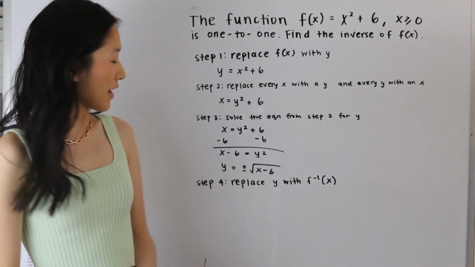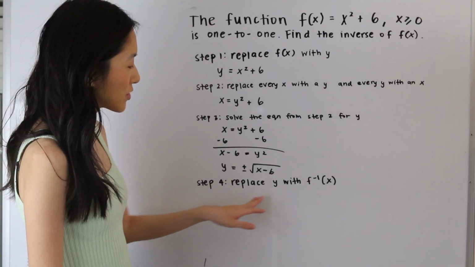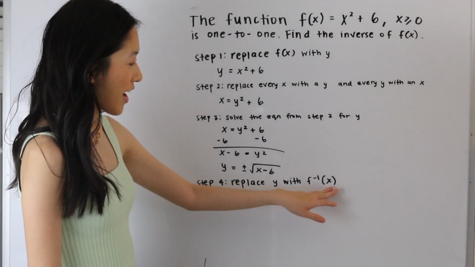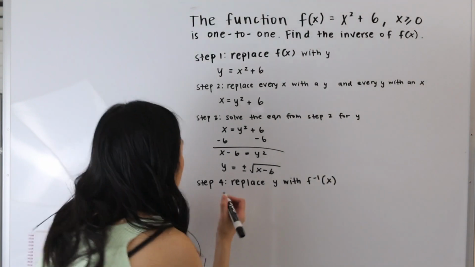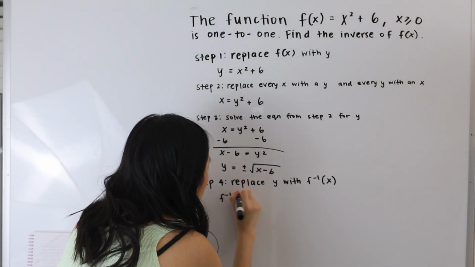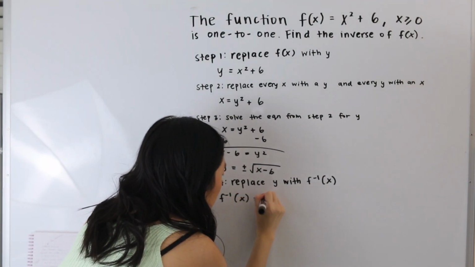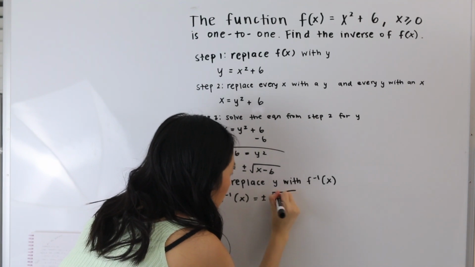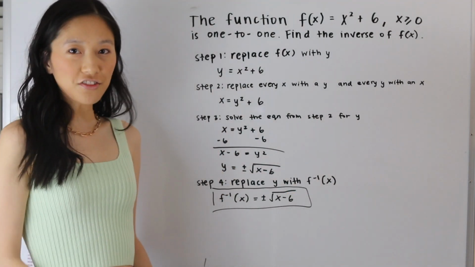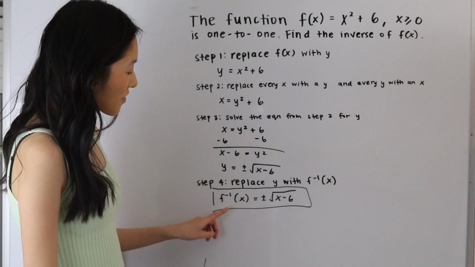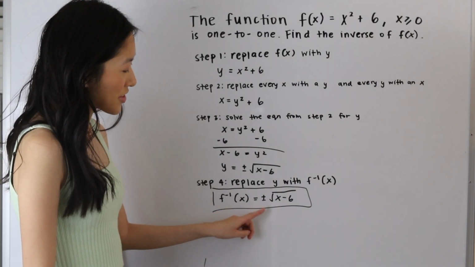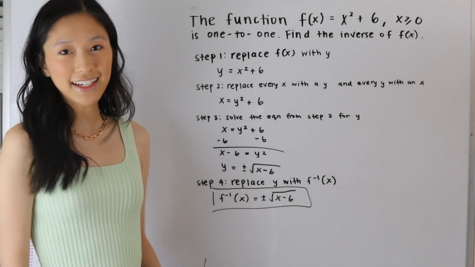And step 4, our final step, is going to be to replace y with the inverse of f of x. And so that's our final answer. The inverse of f of x is equal to plus or minus the square root of x minus 6.